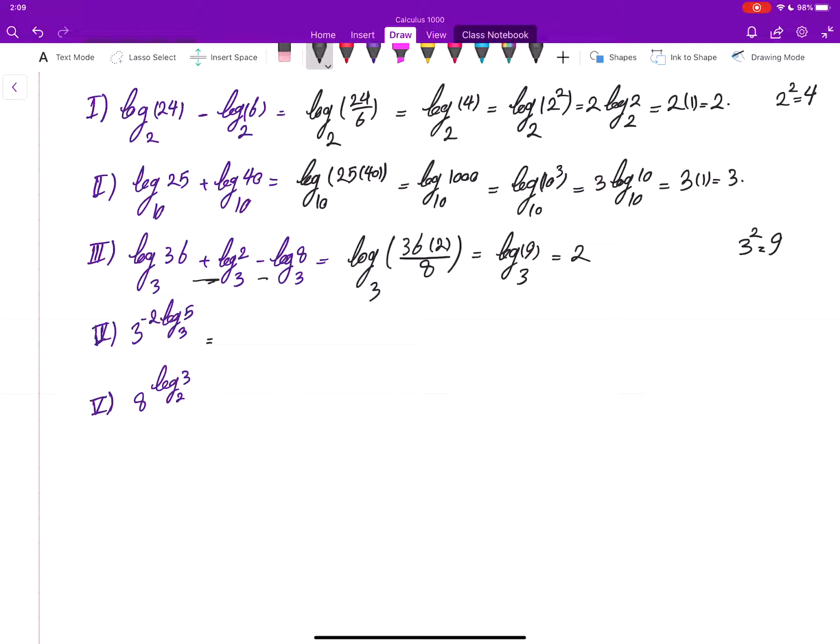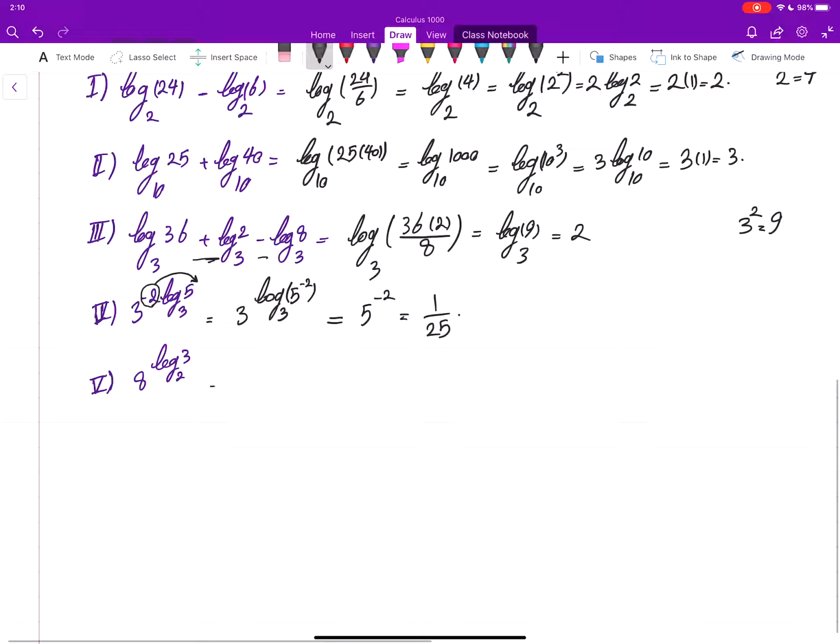Well, we can take this 2 inside, but remember the law, the multiple can go in and you put it as power of whatever is in front of log. So here this will turn to log of 5 to the power negative 2 base 3. Now use the inverse function property. 3 to the power log of anything base 3 is going to be that thing. And this is 1 over 25.